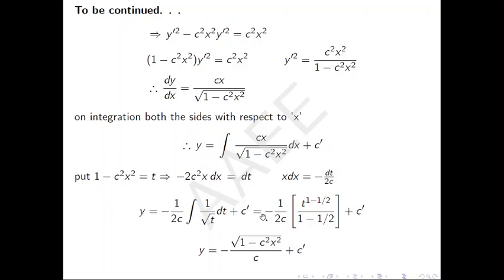dash is equal to minus 1 by 2c, the integration of t raised to minus 1 by 2 is t raised to 1 minus 1 by 2, and 1 minus 1 by 2 is 1 by 2. This 1 by 2 will get cancelled with this 2. So t raised to 1 by 2, and t will be replaced by under root of this, with the minus sign. That is the required answer.